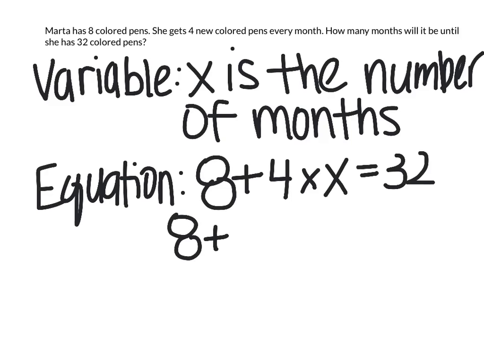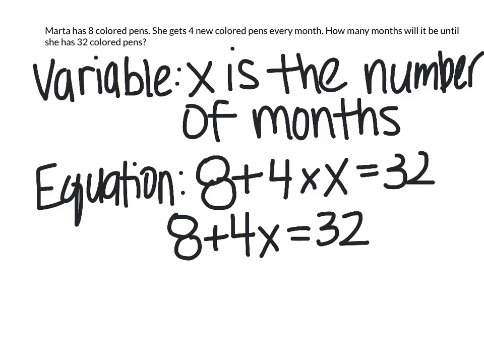8 plus. Now, do I need this times here? If I have a number and a letter, do I have to write the times sign? No, I don't. So I can just write 4x equals 32. Okay, I'm going to do some opposites here.